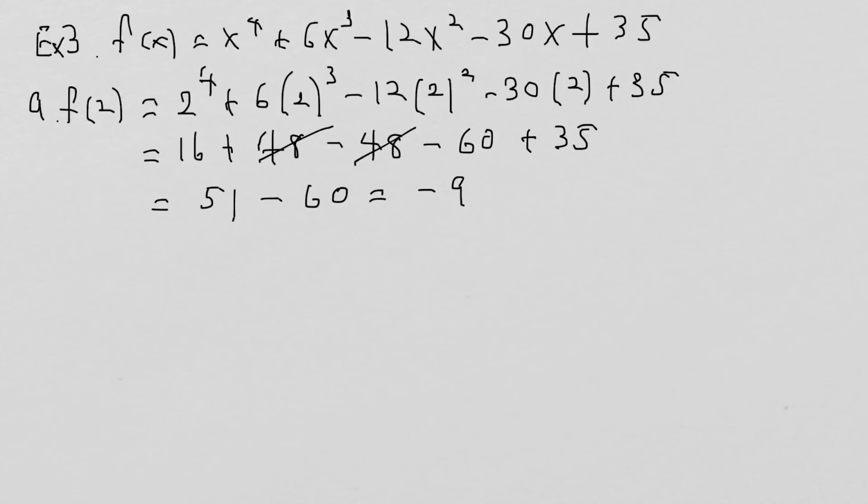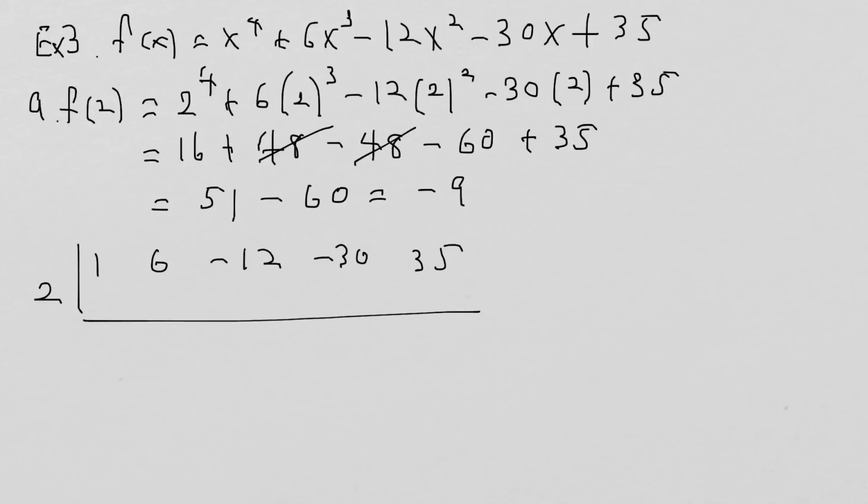Here we're going to see if we can use the remainder theorem. Remainder theorem is using synthetic division. So in order to use synthetic division in f of x, let's copy down all the coefficients. So x to the 4th, your coefficient is 1. X to the 3rd, your coefficient is 6. Square, coefficient is negative 12. Linear, your coefficient is negative 30. And then you have positive 35. You're dividing this with 2. If the number itself is given, that's the number you're dividing.